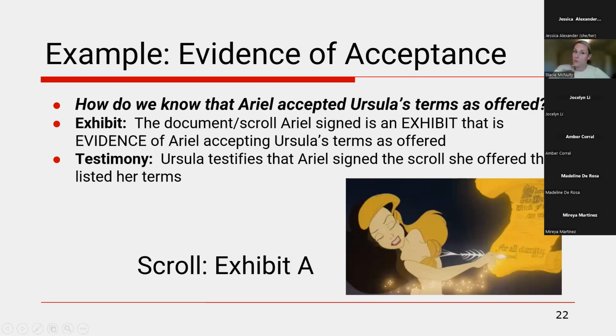Evidence of acceptance. How do we know Ariel accepted Ursula's terms as they were offered? This is different because instead of a witness, we've got an exhibit, a document. The exhibit would be the scroll here that Ariel signed. That would be evidence that Ariel accepted her terms as they were offered, because Ursula will tell you all of her terms were spelled out in the document. And she'll also tell you Ariel signed, and you'll see that in the exhibit. So there's the exhibit itself that you would want to enter, and then there's the testimony. These different types of evidence are both going to establish acceptance.